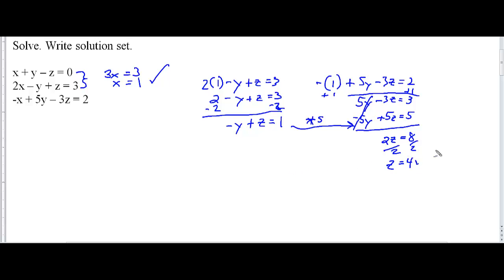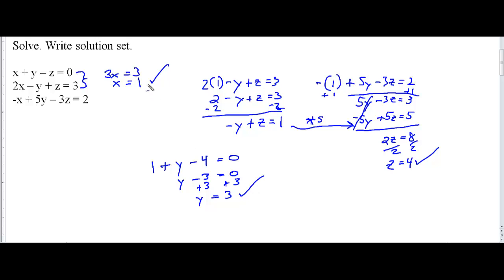Alright, so now I know my z and I know my x. All I've got to do is solve for y. I'm going to look back at my top equation. That one seems to be the easiest to use. So x, which is my 1, plus y, which we don't know, minus my z, which is going to be 4, is equal to 0. So I'm going to go y, 1 minus 4 is negative 3, is equal to 0. I'm going to add 3 to both sides. Y is equal to positive 3.